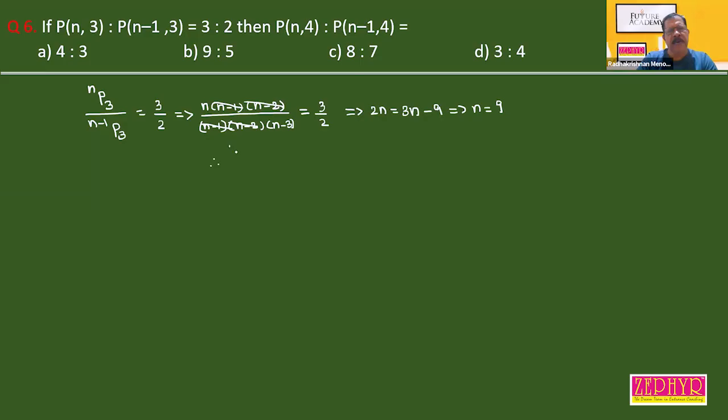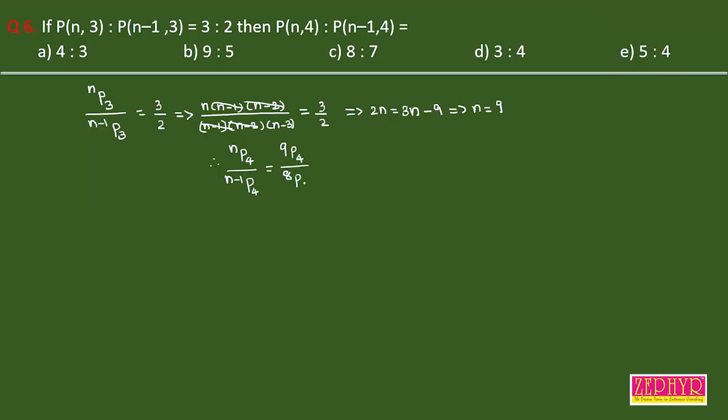Now you have to find out nP4 divided by (n minus 1)P4. We found n is equal to 9, so it is 9P4 divided by 8P4. Who got the answer now? You might have got it. So you read the answer now.